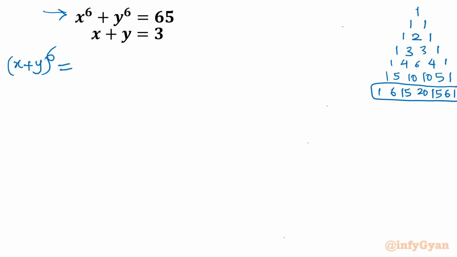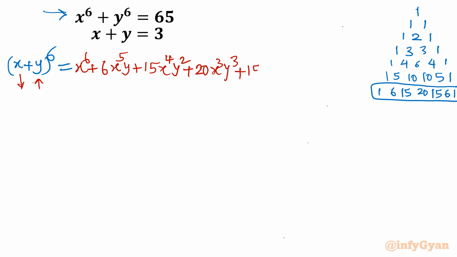So let me write the expansion. Now we know that the first power will decrease, the second power will increase. Let's write x power 6 plus 6 times x power 5 y plus 15 times x power 4 y square plus 20 times x cube y cube plus 15 times x square y 4 plus 6 times x y 5 plus y 6. Let me call this equation 1, and this is equation number 2.